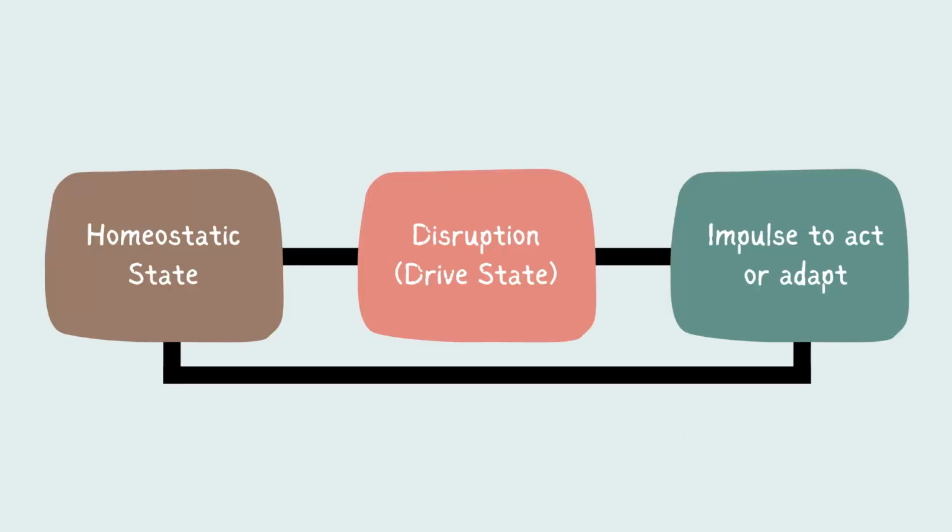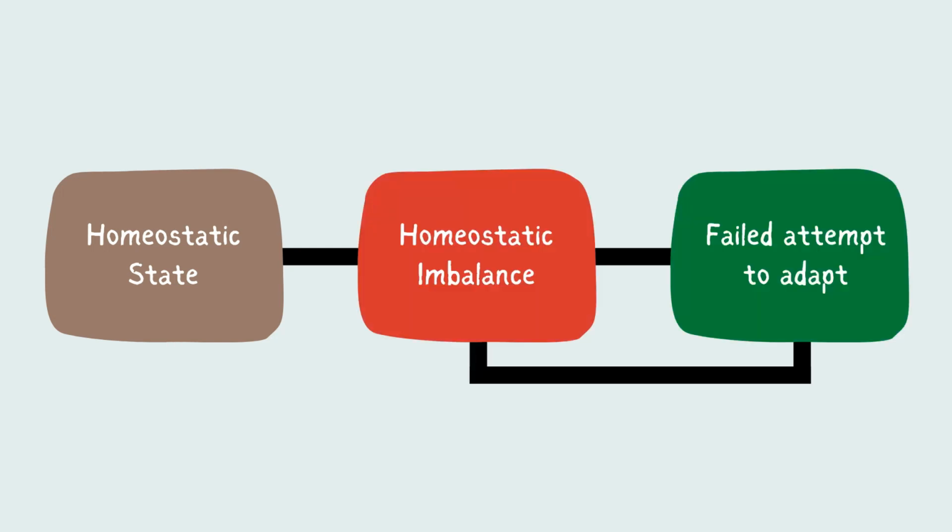So here is a comparison of homeostatic state versus homeostatic imbalance. In the homeostatic state, or in homeostasis, the body's internal environment is always disrupted. However, the body will attempt to regulate the internal environment back to normal as always. It has the impulse to act or adapt and to return to the homeostatic state. However, when there is homeostatic imbalance, the interruption of the homeostatic state can become long-term and cannot be easily regulated to normalcy. Homeostatic imbalance means the body failed to adapt.